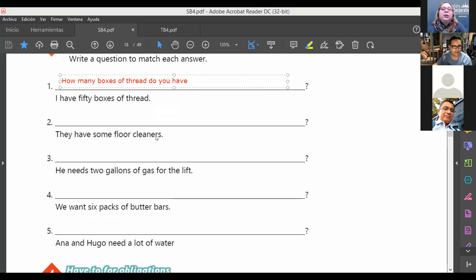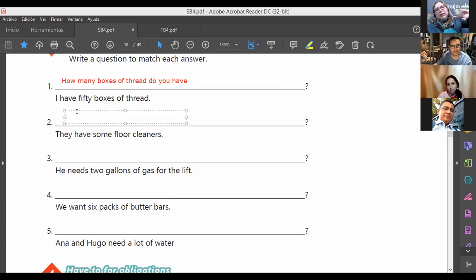Okay. They have some floor cleaners. How many or how much? Vaya, aquí sería how much si no estuviera en plural como de diferentes clases, ¿verdad? Si digamos estamos hablando del contenido que hay en alguna botella, ahí sí tendría que ser how much. Pero en este caso, como estamos contándolos por diferente clase, por eso está en plural, floor cleaners. Entonces, aquí sí sería how many, ¿ok? Porque estamos hablando de kinds or different or the variety, right?